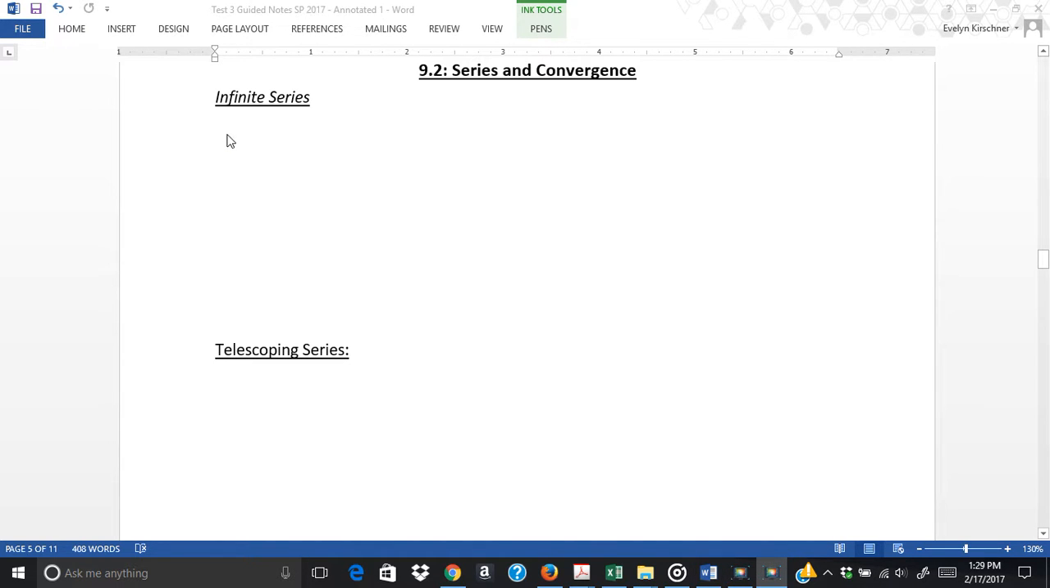So we've talked about sequences, now we're going to talk about series. So if I have an infinite sequence, the sum of the sequence is an infinite series. So an infinite series is the sum of a sequence. And we write it as the sum as n equals 1 to infinity of a sub n.